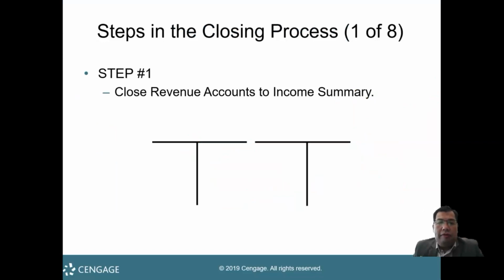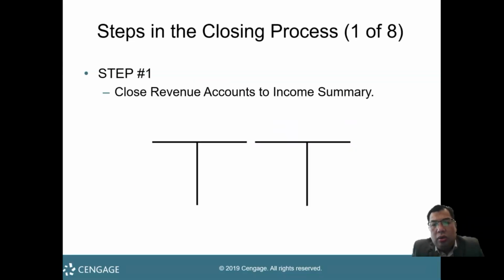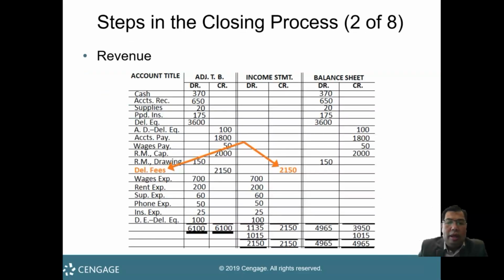So what are the 4 steps? The first one, we're going to close our revenue account to income summary. We have 2 T accounts here. For example, your delivery fees. This is your revenue, credit 2,150. So I'm going to close this account. This is credit, so to close, I'm going to debit the account.